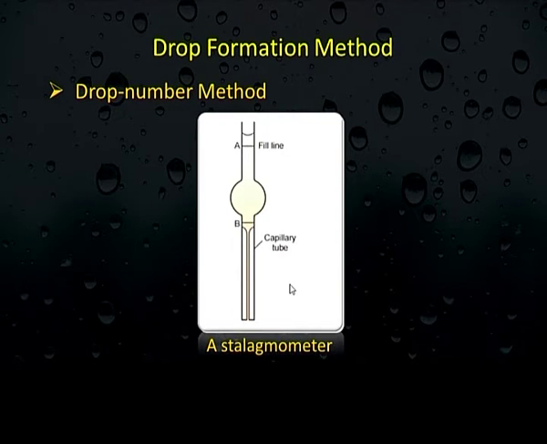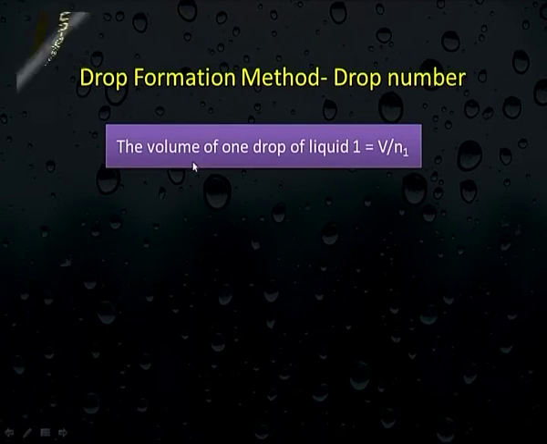Then we will again clean the stalagmometer and fill it with the second liquid, and in the same way, for the same quantity from A to B, we will calculate the number of drops of the second liquid. Now, the volume of one drop of liquid 1 will be equal to the total volume, because the total volume is constant for both liquids since we are performing the experiment with the same apparatus, divided by the number of drops formed with liquid 1.